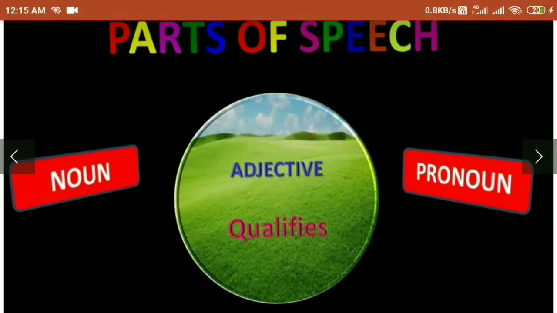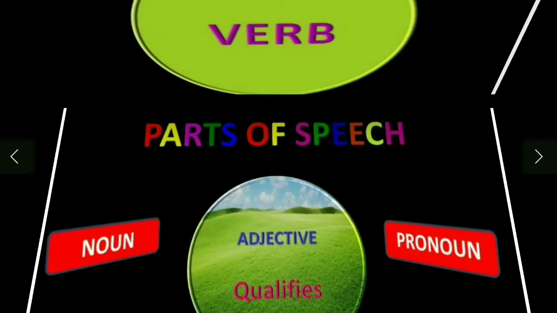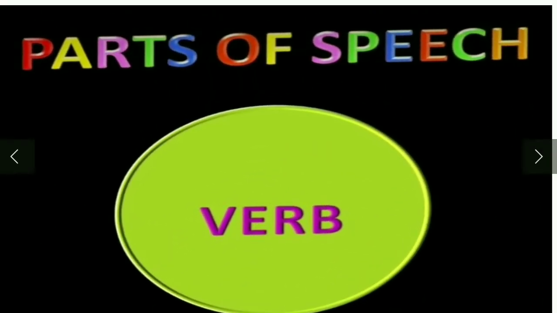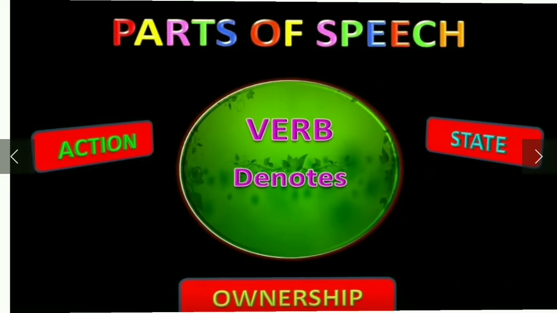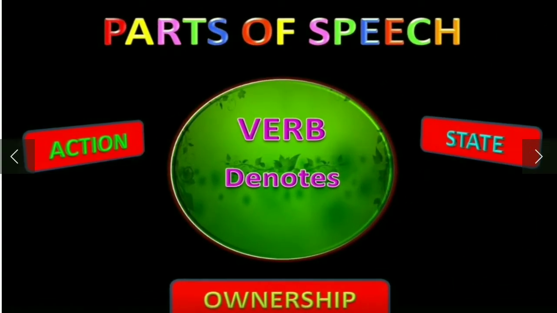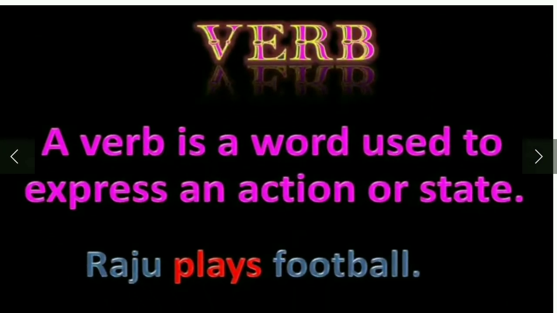Now let's learn about the fourth part of speech, that is verb. A verb is a word which denotes an action, state or sometimes the ownership. So, a verb is a word used to express an action or state or sometimes the ownership. Let's try to understand it with the help of three examples.